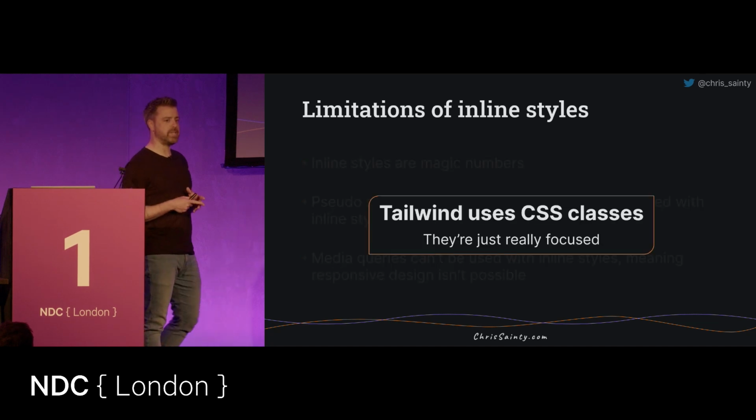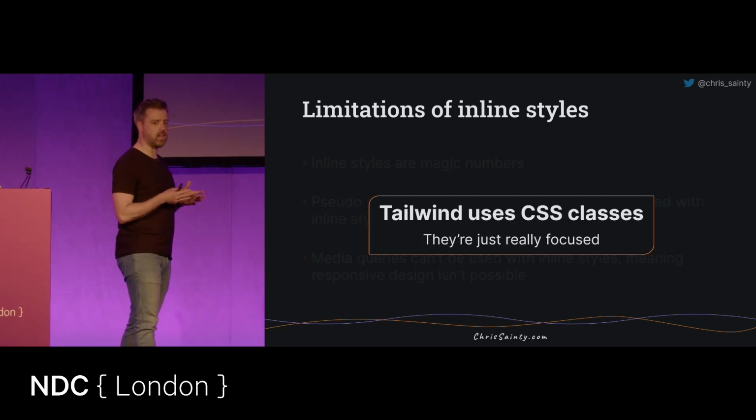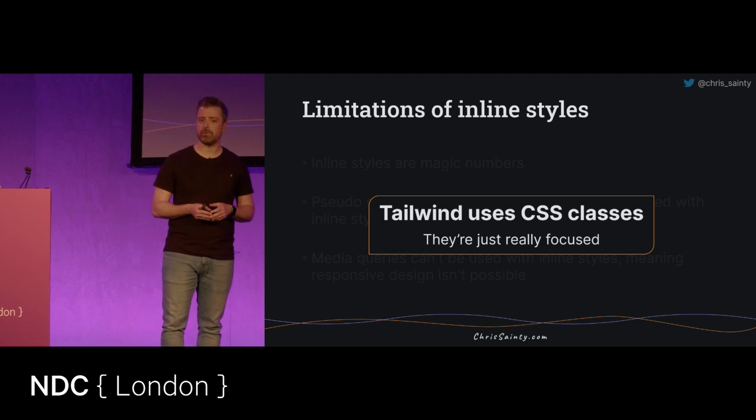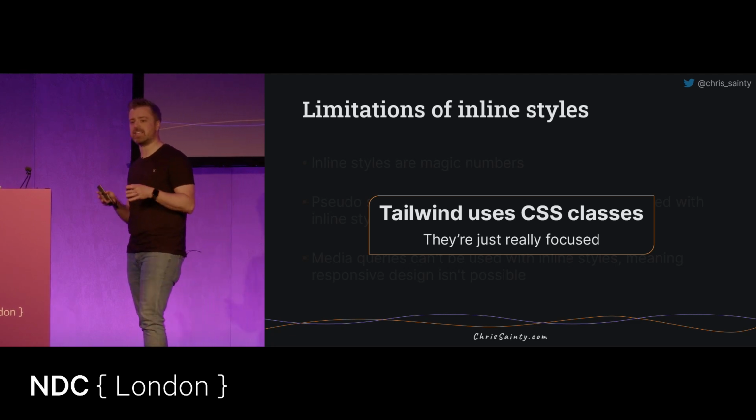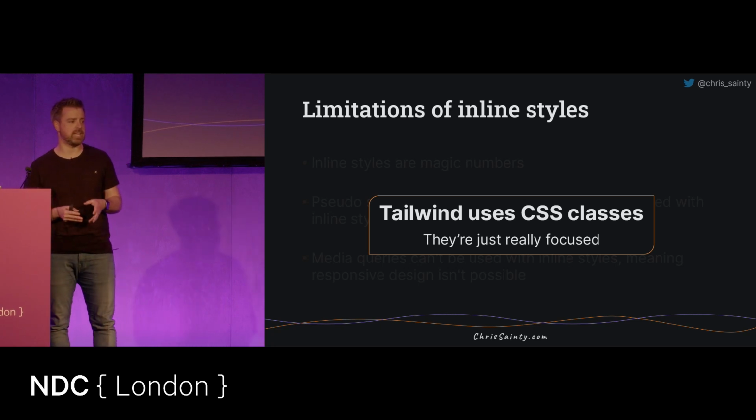But none of these are a problem in Tailwind because Tailwind is still using CSS classes, okay? They're just very, very focused. Like I said at the start, they're basically focused on a single CSS property and manipulating that one value.